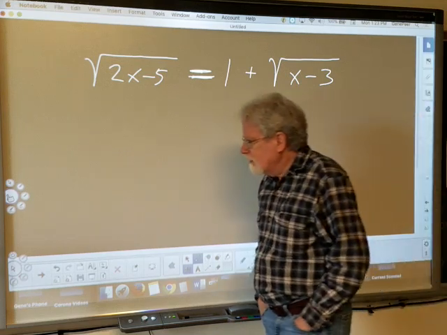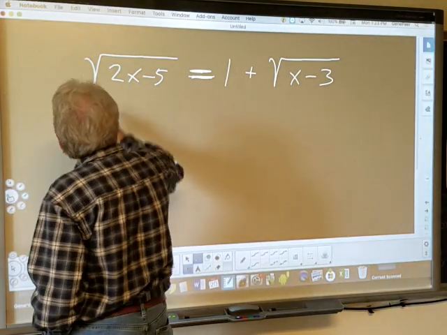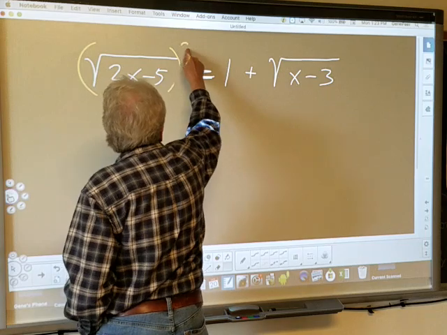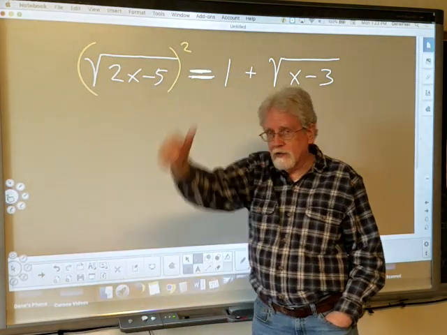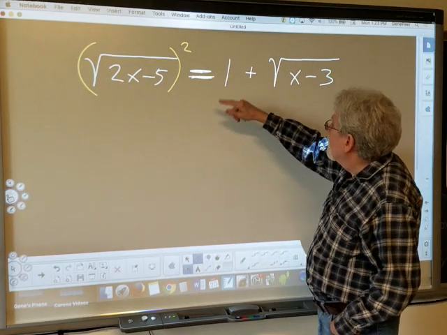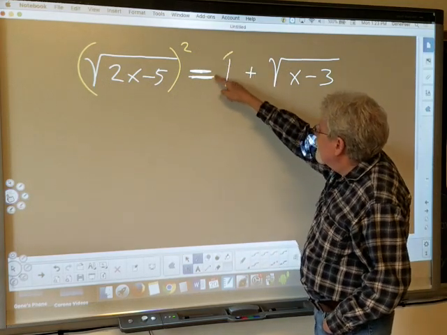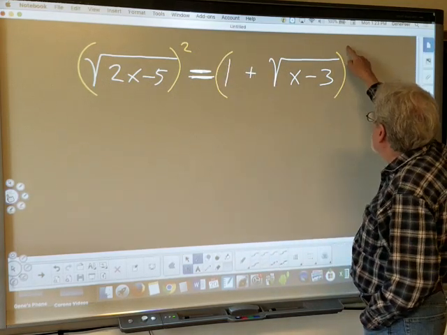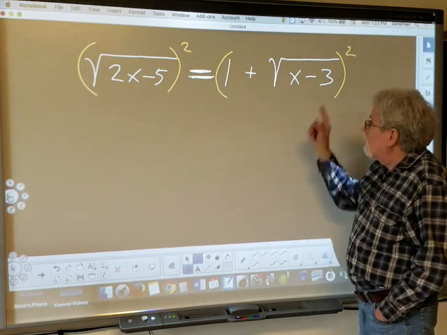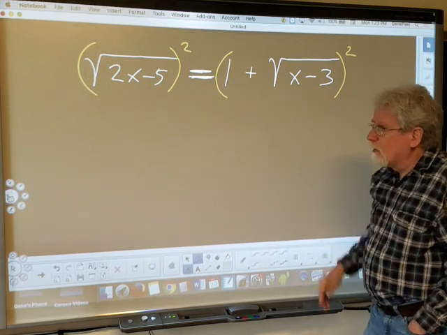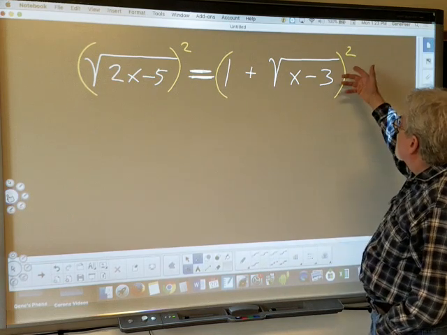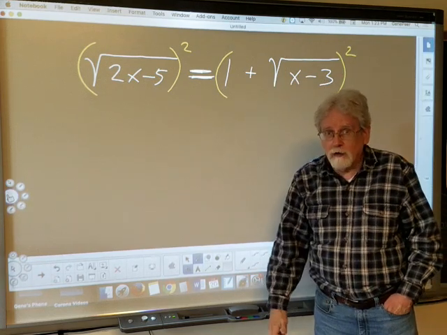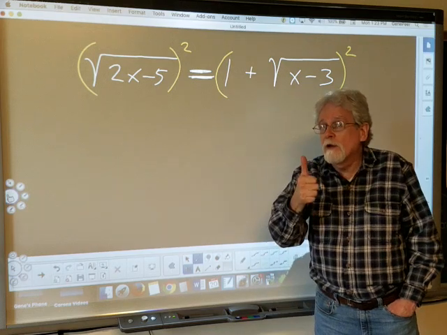We dive right in and square both sides. We'll square this side. That's easy, right? The square and the square root cancel each other. On this side, here's the problem. We have to square the entire right side of the equation. We can't square just a piece of it. We've got to square the whole thing. Oh, Mr. Pierre, isn't that going to be a little ugly? Oh, yes, you're right. It's going to be a little ugly. But we can deal with ugly because we're good.